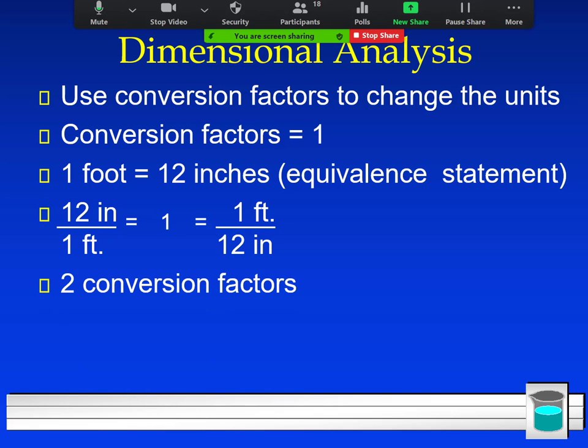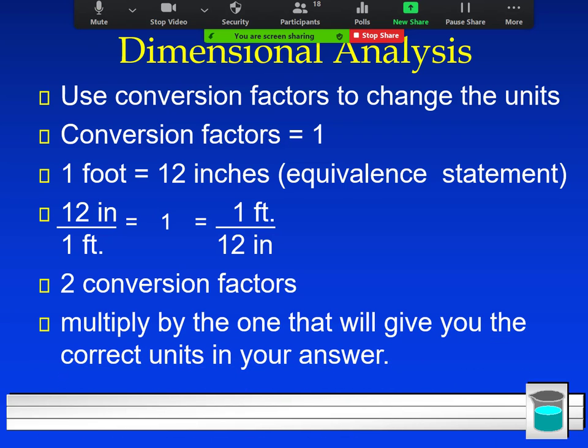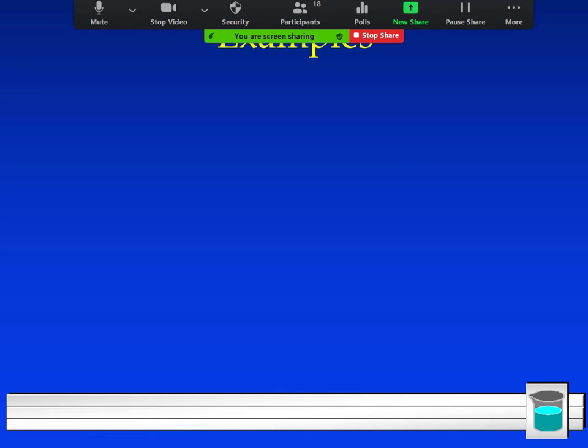So every equivalent statement gets you two conversion factors. You just have to decide which one to use, and you use the one that gets rid of the units you don't want. So you want to multiply by one that gets you the right units as your answer, but your focus should be getting rid of the units you have because they're the wrong ones. Okay? And think of a plan that you can get rid of the ones you have and turn them into the ones you want.